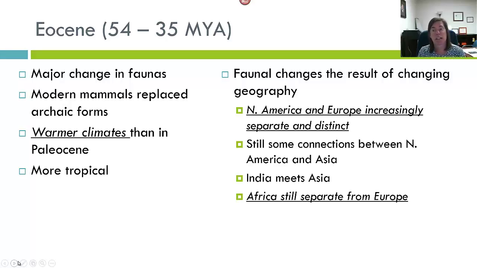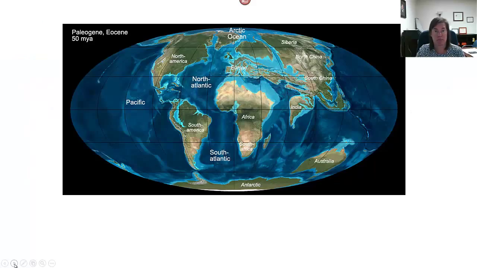North America and Europe are increasingly separate and distinct. There are intermittent connections between them, but they're still predominantly separate. There are more regular connections between North America and Asia. India also begins to collide into Asia, and Africa is still separate from Europe. So just keep these continental positions in mind as we're talking about the evolution and distribution of these primates. Okay?